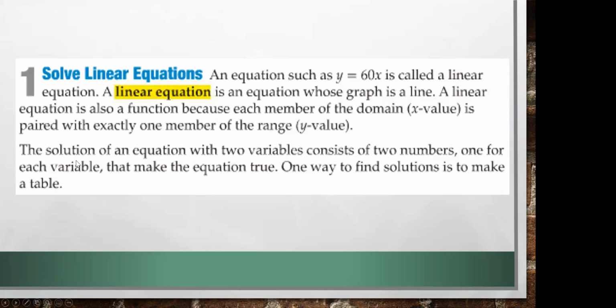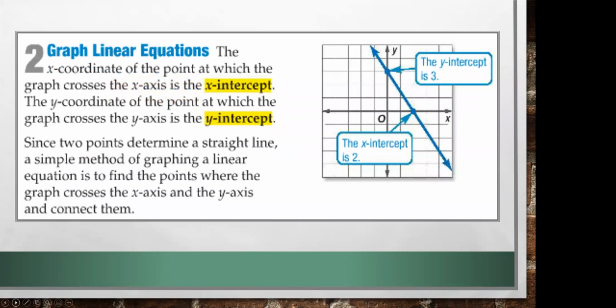So the solution of an equation with two variables consists of two numbers, one for each variable, that make the equation true. One way to find solutions is to make a table, okay? So here we need to know these terms. We need to know the x-intercept, okay? The x-intercept is where the line crosses the x value, okay? Y-intercept is when the line crosses the y value, okay?